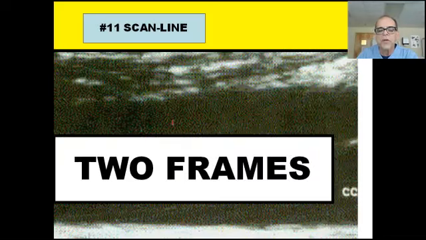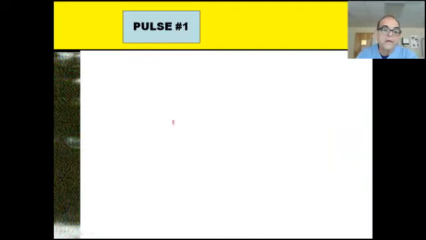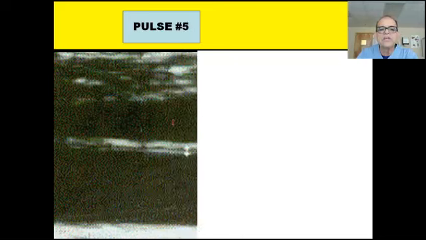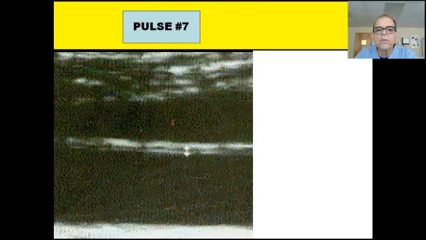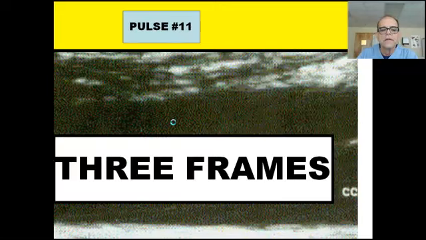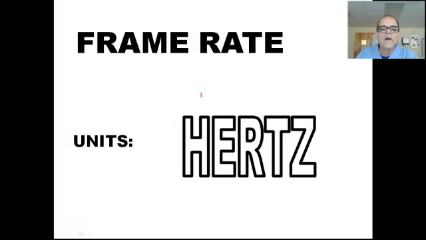Each line is produced by one pulse. You can see pulse 1, line 1 in this machine. Each pulse produces one line because this machine is working with only one focal area. This is how the machine works, frame rate in hertz.